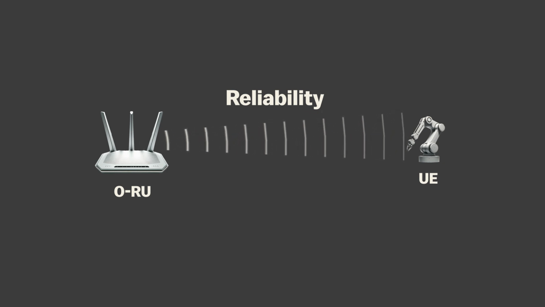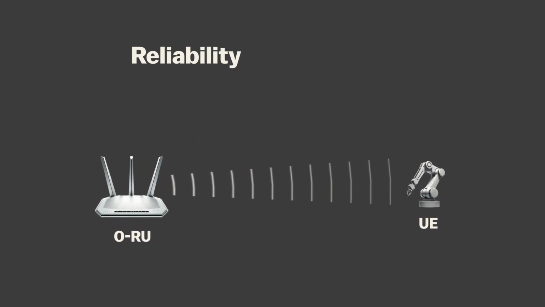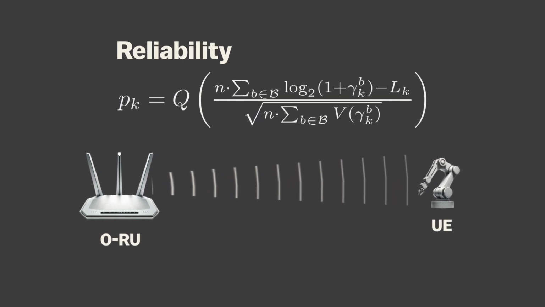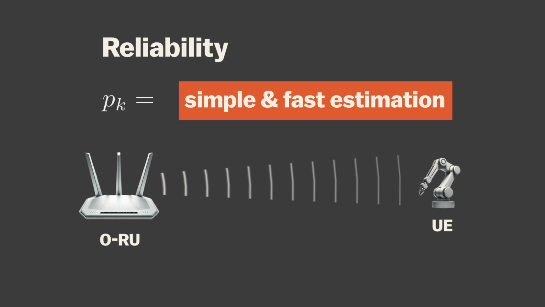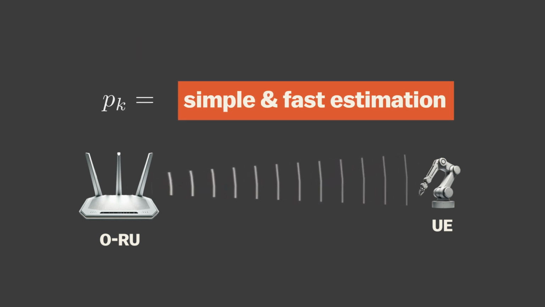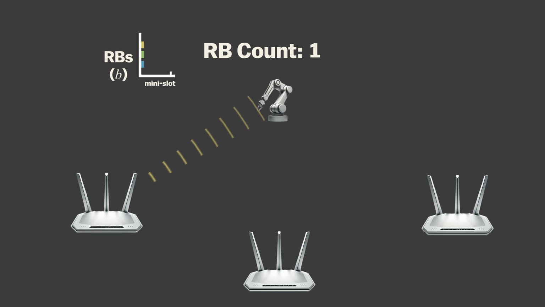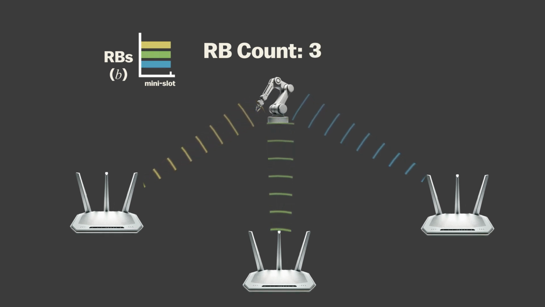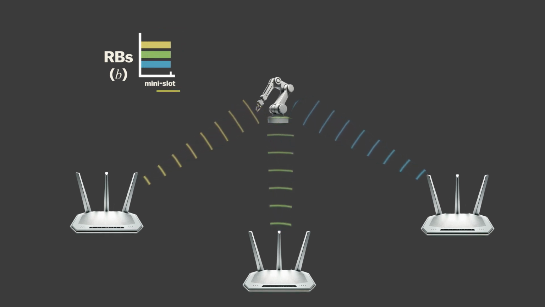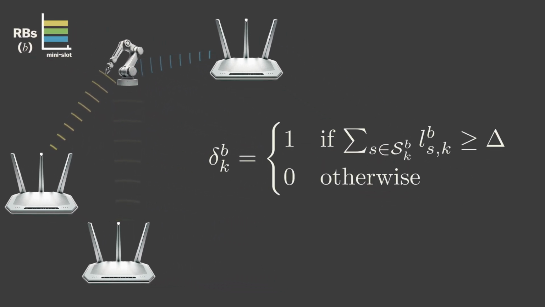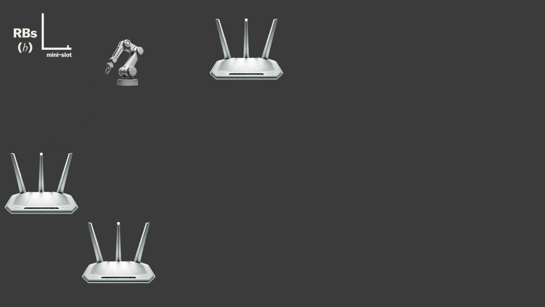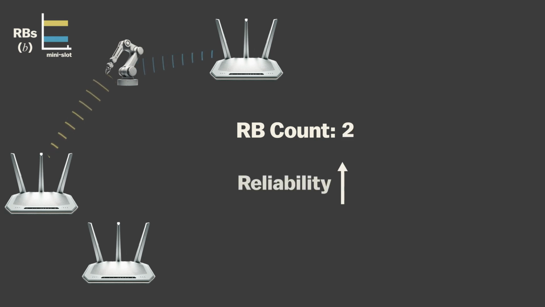It is quite complex and time-consuming if we calculate reliability using the Polyanskiy bound directly. So we pursue a simple and fast approach to estimate reliability without too much compromise in accuracy. Pistis estimates reliability by counting the number of high-quality RBs allocated to a UE. To find out the high-quality RBs, we introduce a binary indicator delta. With the above selected RBs, we then estimate the reliability of a UE by counting how many RBs we actually need. Allocating more high-quality RBs means higher transmission reliability.